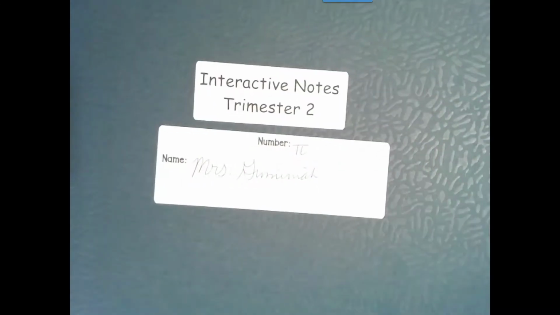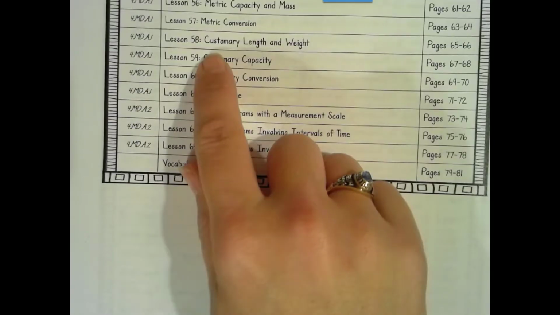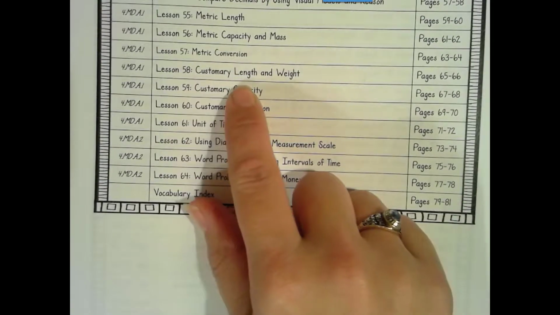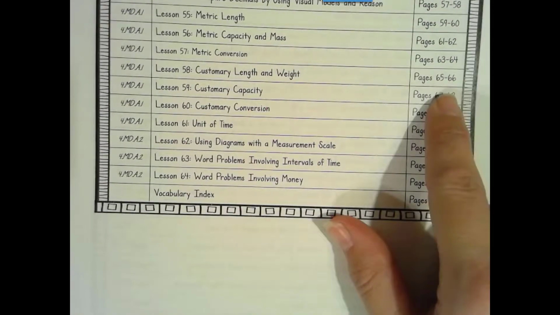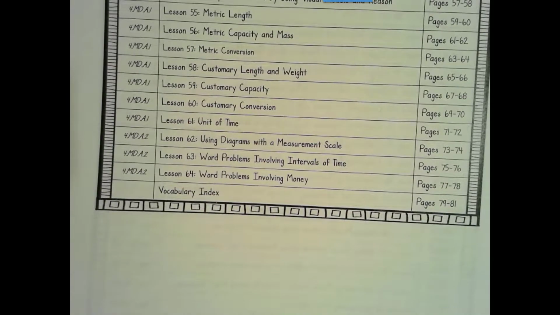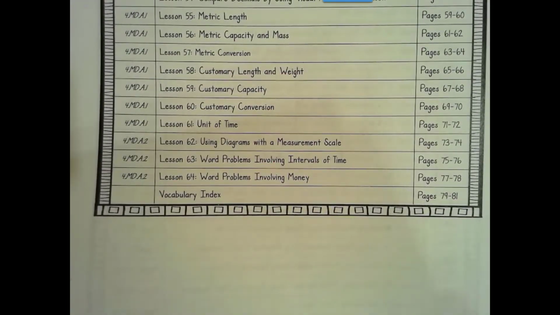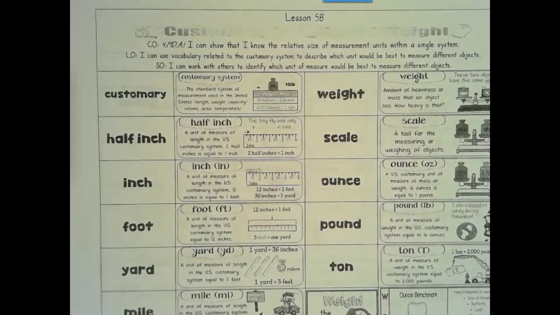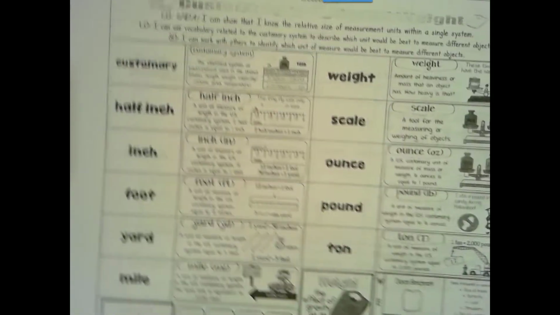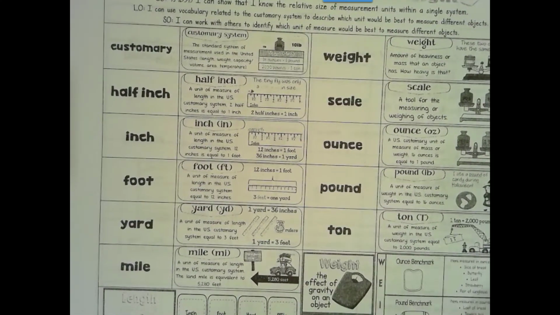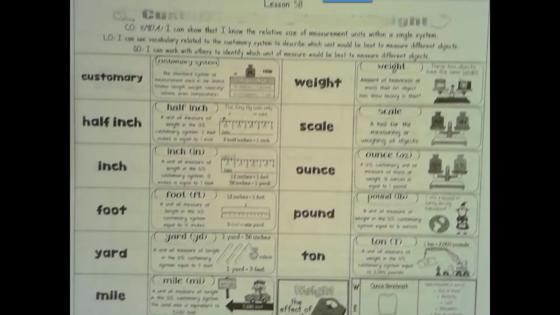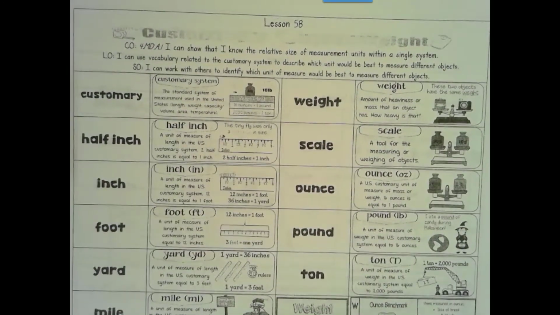Welcome to lesson 58 of our school year. We're looking at customary length and weight, pages 65 and 66. I inverted those numbers. All right, so we are looking at our customary. We looked at metric units, now we're looking at customary units.